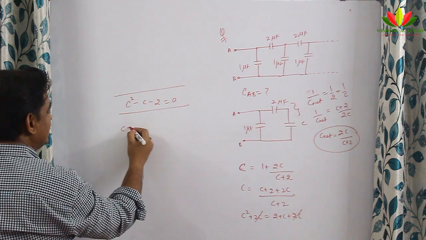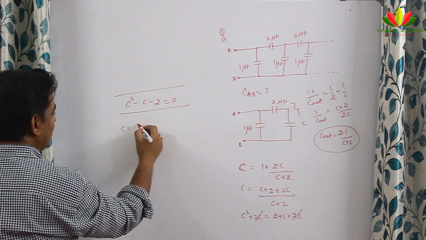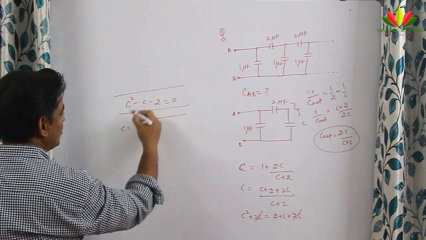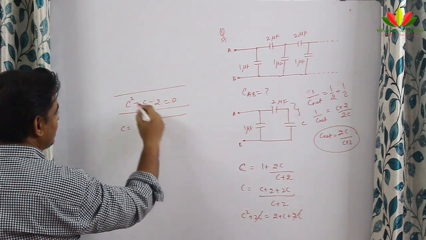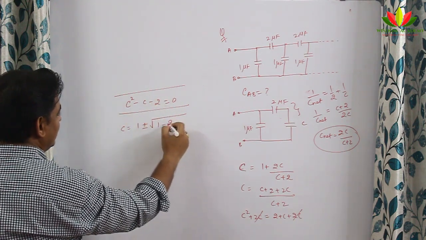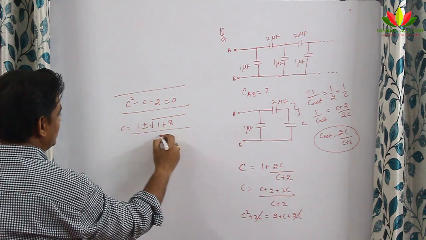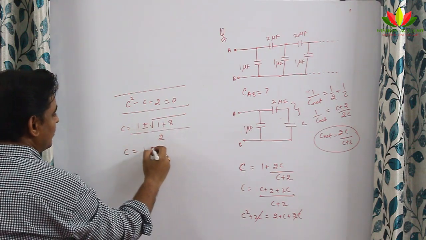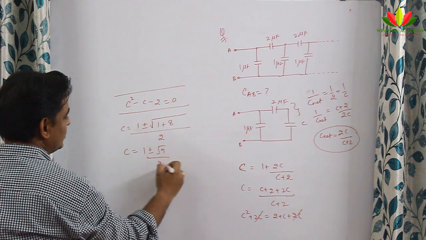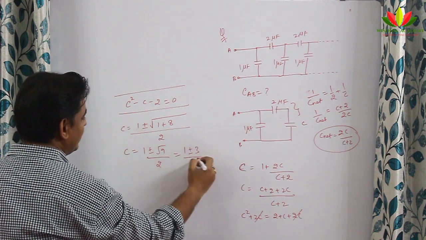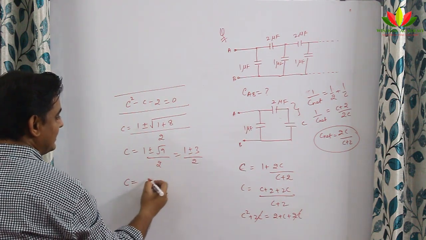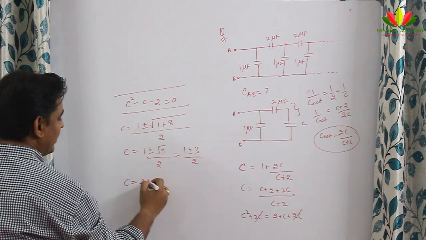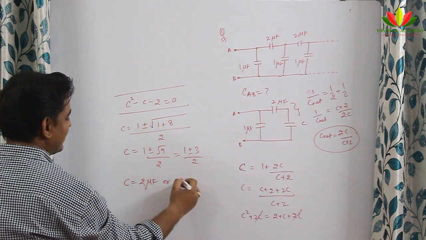Solve. You will get C is equal to minus b plus or minus root over b squared minus 4ac, so 1 minus 4 into a into c, 8 plus 8 will come, by 2a, that is 2. So you will get C is equal to 1 plus or minus root 9 by 2, that is equal to 1 plus or minus 3 by 2. So the answer will be either 4 by 2 is 2 microfarad, or it is minus 1 microfarad.